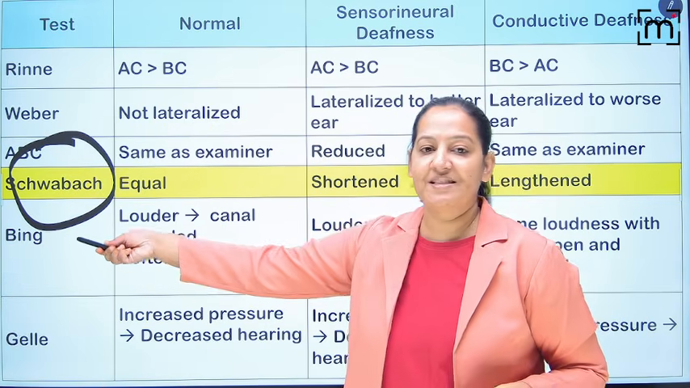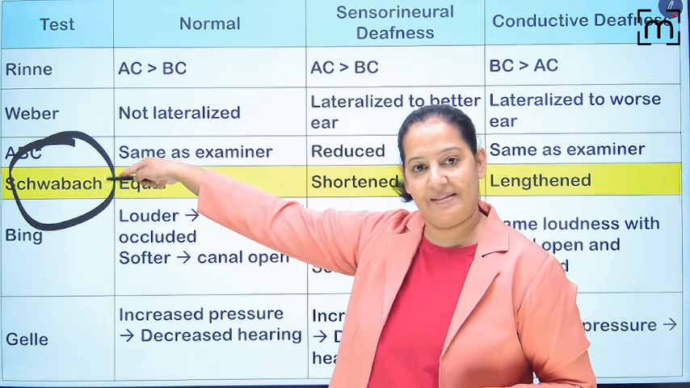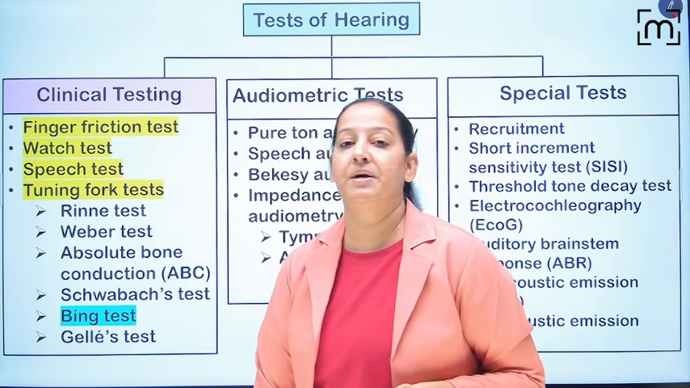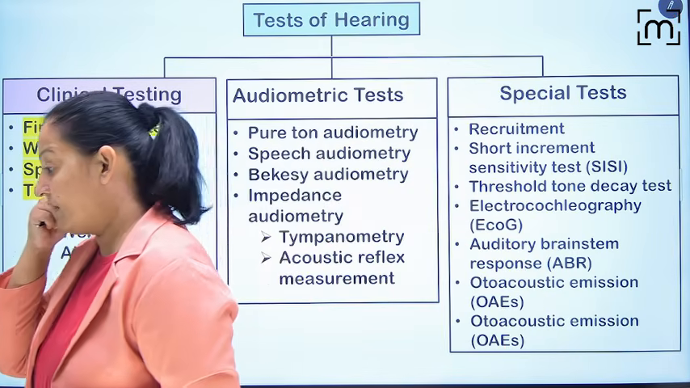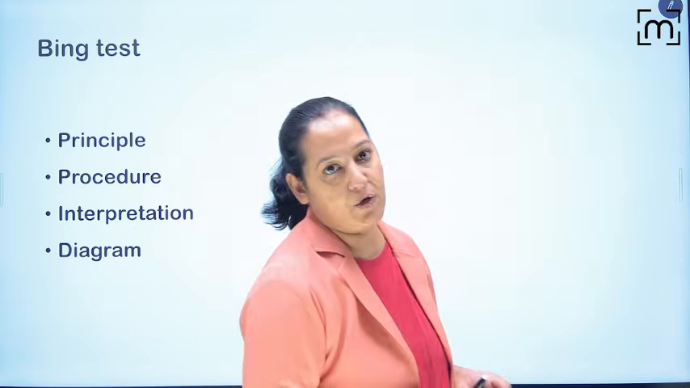Chalo. The next test is Bing and Gellé. Again, these both are the same, like ABC and Schwabach are the same. Now Bing and Gellé, one by one we will take. So let's start with the Bing test, the 5th one.